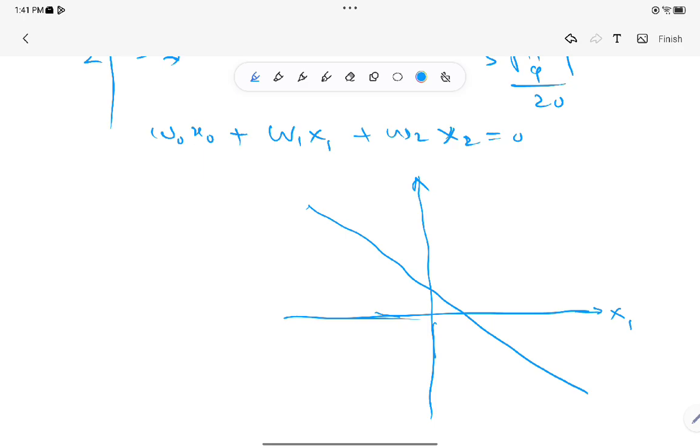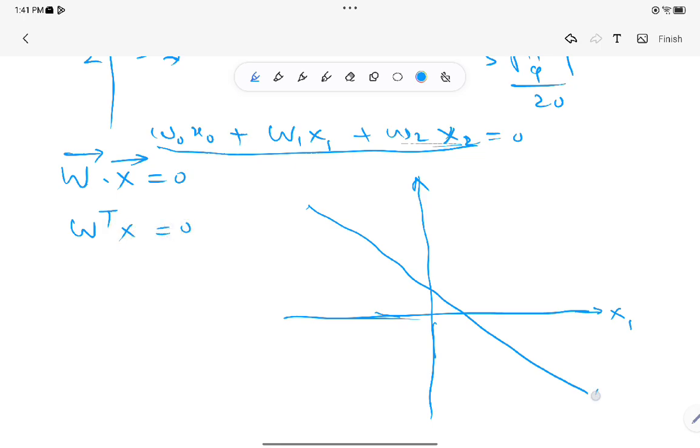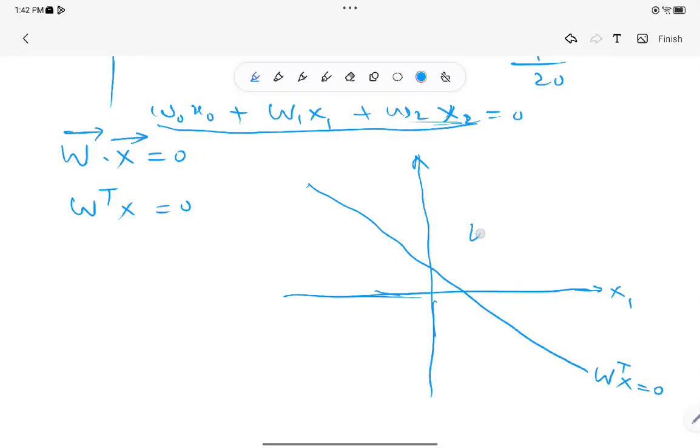Such a straight line can be written in simple form as w dot x equal to 0. Why? Because this much is w dot x, the dot product of w and x, which can also be written as wTx equal to 0. So this is the graph of wTx equal to 0. Now, what about this region and what about this region? For this region, wTx will be greater than 0. For this region, wTx will be less than 0.